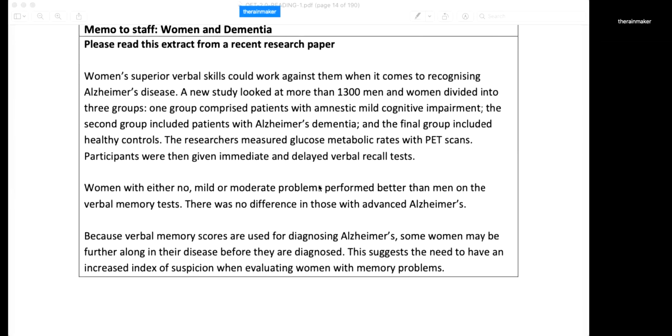Again, there are 3 paragraphs given. Look at the first paragraph. It's comparing with men, and it's talking about demographics and many other things. Obviously, the answer is not there. Women with either no, mild or moderate problems perform better. Blah blah blah. It's not there. Then the answer must be in the third paragraph, right? This is how you move forward, and this skill you need to develop.